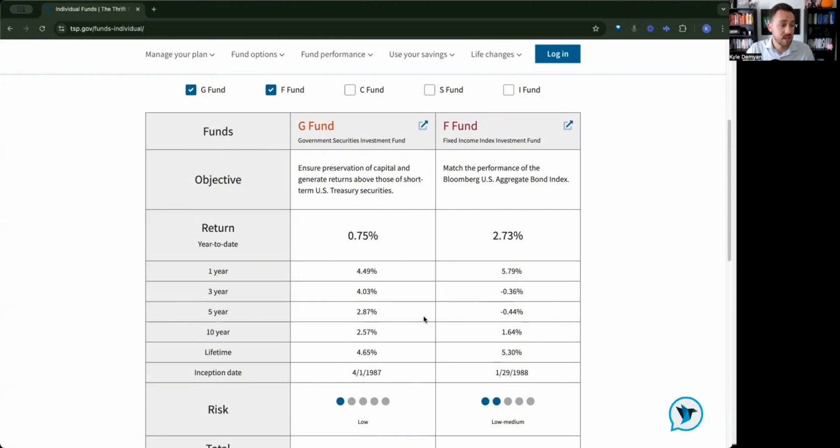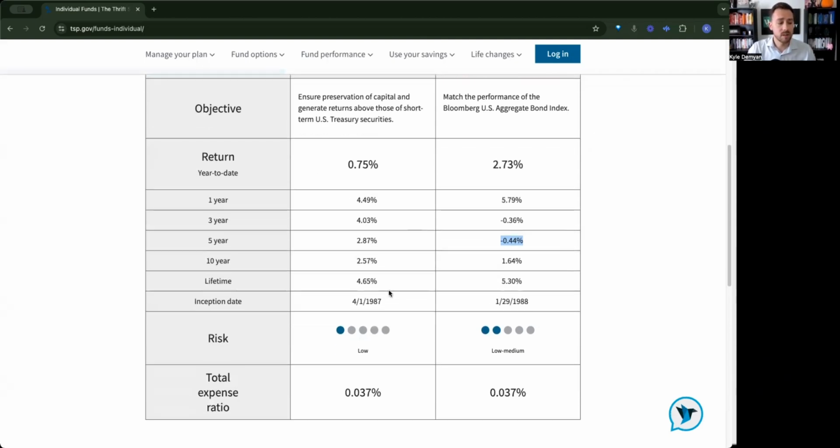And you can actually see that over the last 5 years, the F fund has averaged a negative return, about negative 0.5%. So these are the fund options for your safe money, or maybe the money that you don't want at too much risk. If you're getting closer to retirement, maybe you're considering some of these funds.